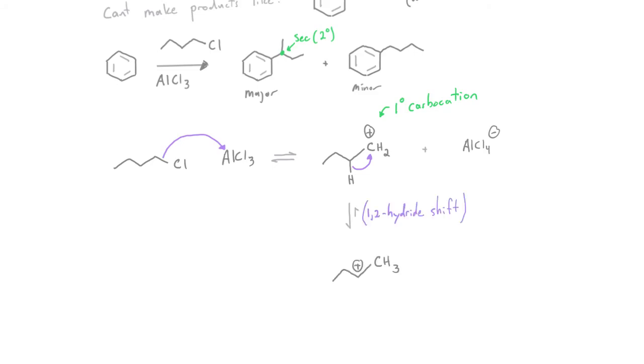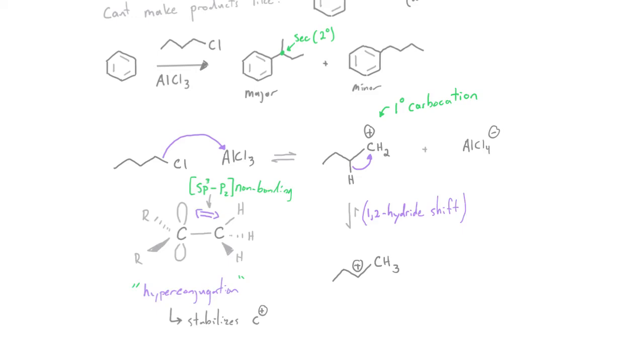The secondary carbocation is more stable than the primary carbocation because that carbon, which is positively charged, is attached to more alkyl groups. And remember, the more alkyl groups are attached to a carbocation, the more stable it is. That happens because of something called hyperconjugation. In hyperconjugation, the alkyl groups donate some electron density to that empty p orbital on the carbocation, therefore stabilizing it.